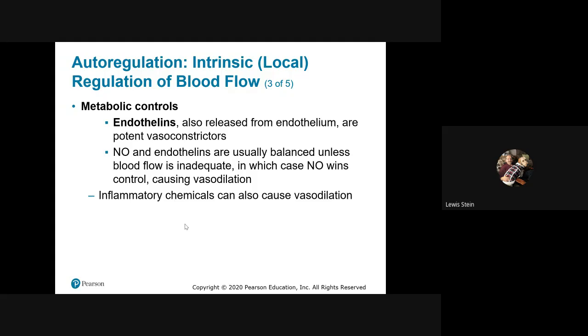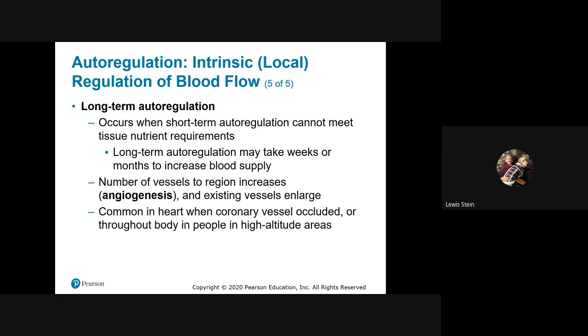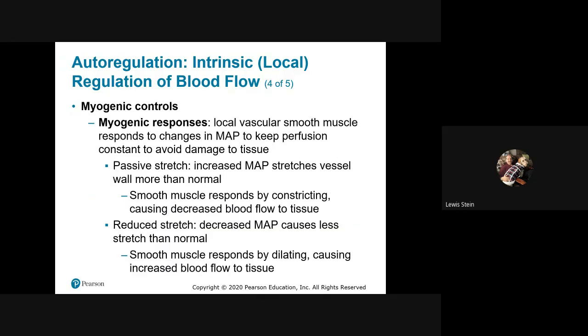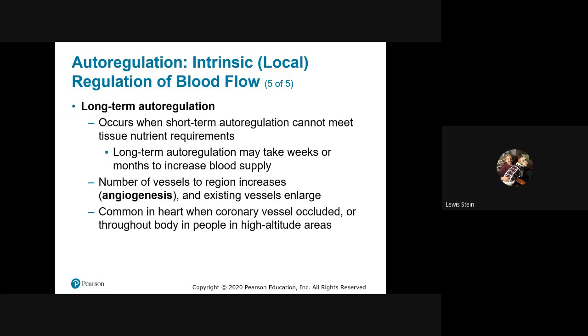So these are two things that are released from the lining cells in your blood vessels. And of course, inflammation plays a role. Myogenic: local smooth muscles responding to changes in the arterial pressure. You can read through that.